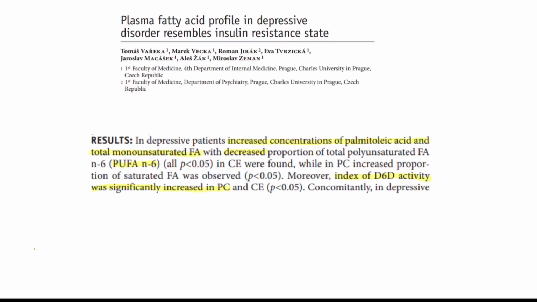They also find that the index of D6D activity was significantly increased in phosphatidylcholine and cholesterol esters, and that means in your membrane phospholipids. And so this D6D activity, if you want to find one thing, one kind of score that unifies all of the modern diseases that we have, obesity, diabetes, heart disease, depression, you could find worse places to start than thinking about D6D.